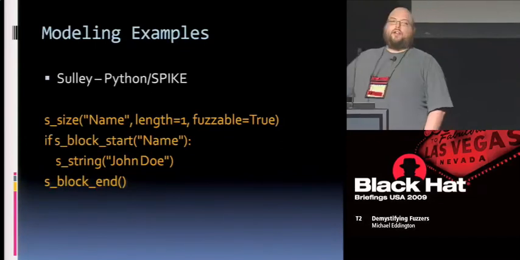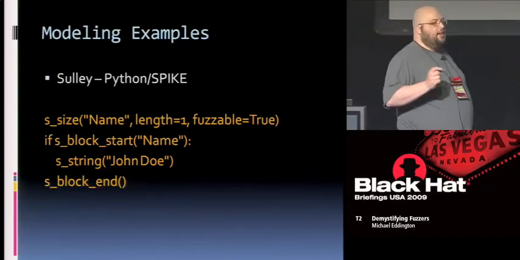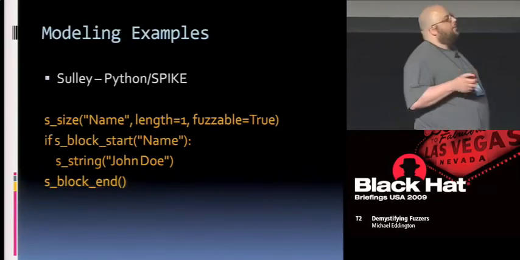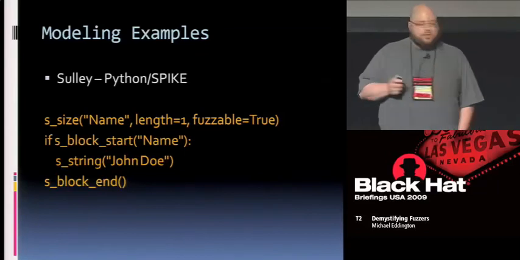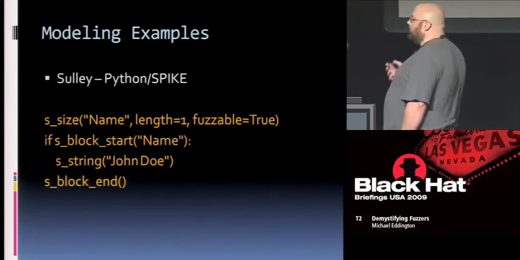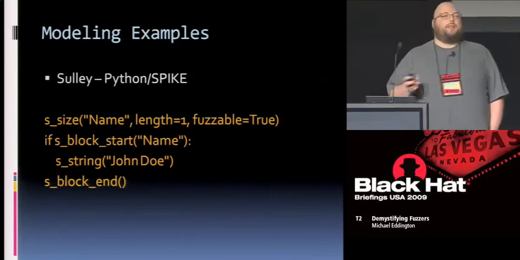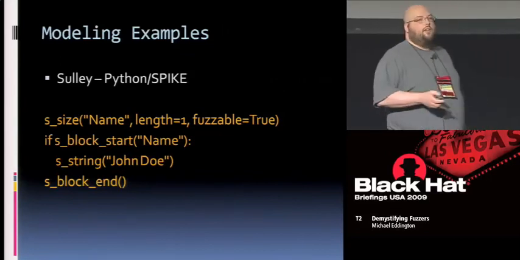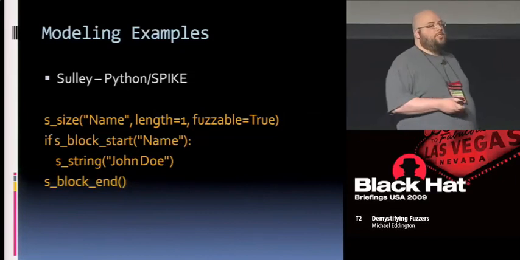Spike ends up looking a lot like this, except it's in C. And Lord knows I don't really want to be writing fuzzers in C no more. And let's see, other examples. Fuzzware, the other kind of maintained general fuzzer, also uses XML and has a nice little GUI tool to assist you in building things.